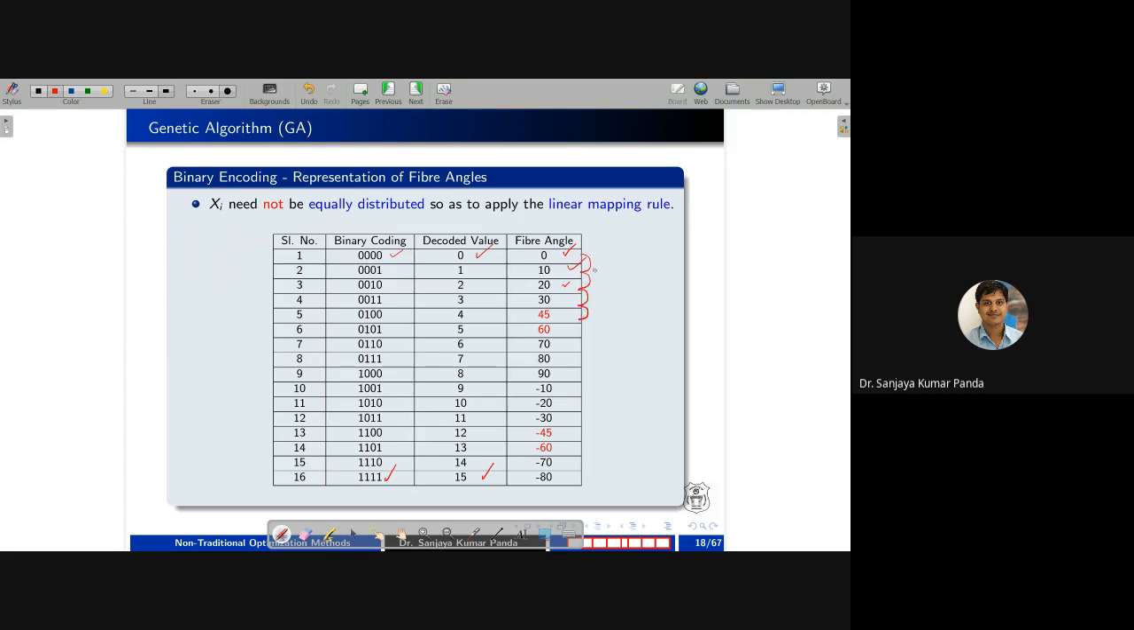Like here the gap you can see is 10. Here the gap is again 10. Here the gap is also 10. Here the gap is 15. Here also the gap is 15. Here the gap is more, right? So it is not necessary that it is equally distributed so as to apply the linear mapping rule, right? So in that way, various problems have various types of representation, and their mapping is also different.